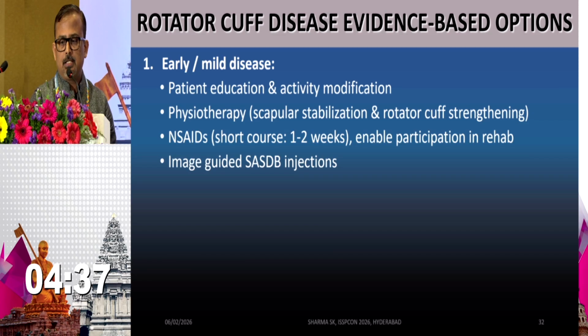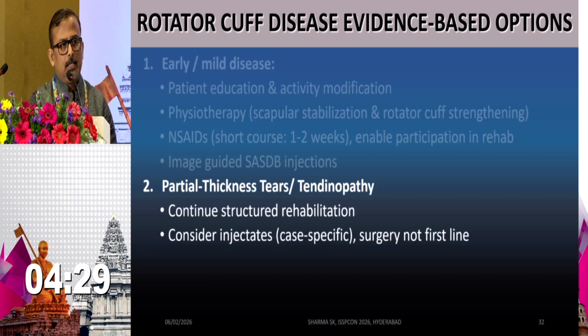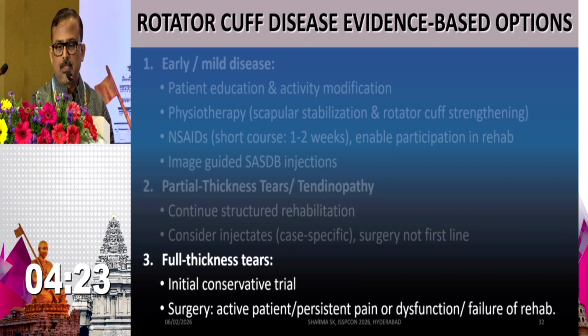Then you have the NSAIDs, which are only for participation in the rehab, and the image-guided subacromial subdeltoid bursa injections. In partial thickness tear, you again continue with the structured rehabilitation and consider the injectates. But in full thickness, you still give an initial conservative trial, but you have to go for surgery, especially in the active patient like sports persons, or in persistent pain which is not being relieved by rehabilitation.